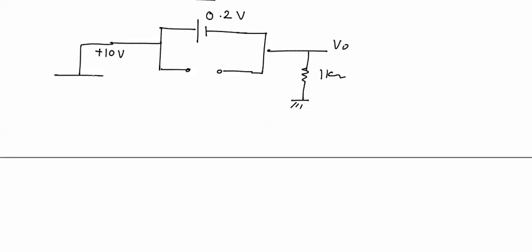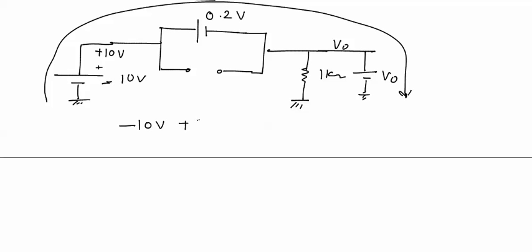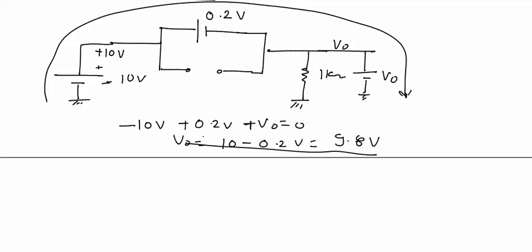Now I can replace this 10 volt with a battery, and I can replace this V0 with a battery. Now I can calculate this voltage V0 by applying KVL in this loop. Minus 10 volt plus 0.2 volt plus V0 equal to 0. Therefore, V0 will be equal to 10 minus 0.2 volt, equal to 9.8 volts.